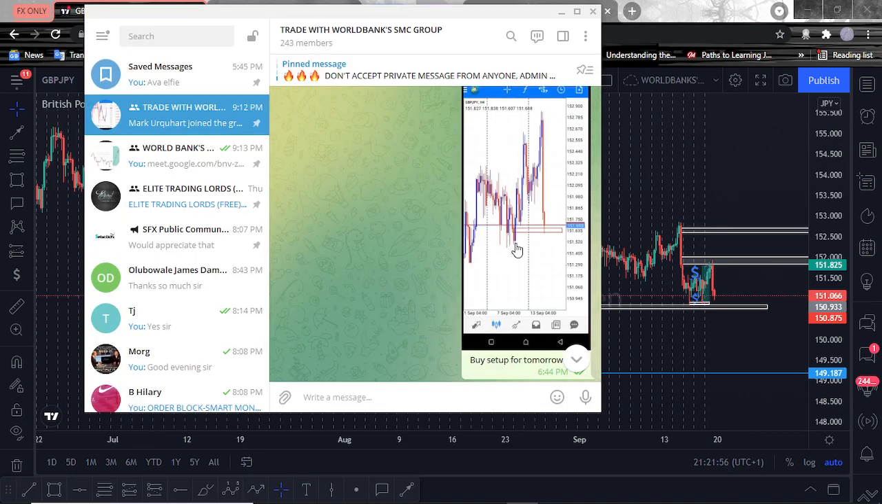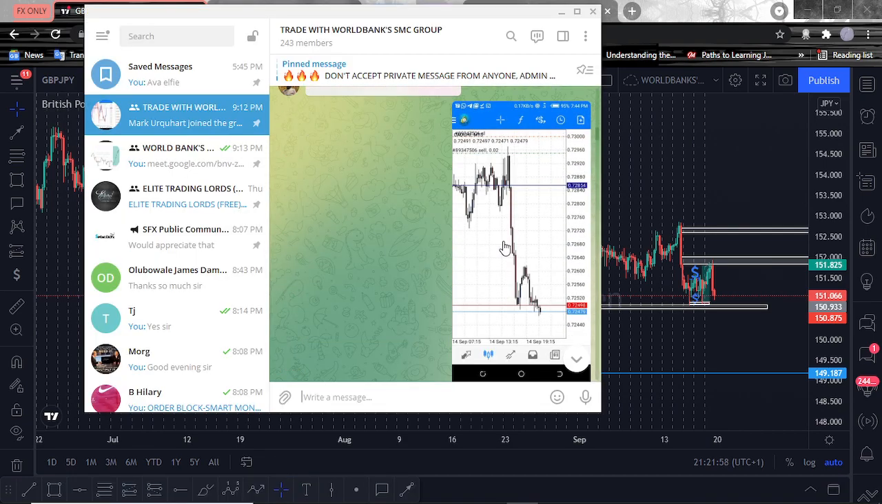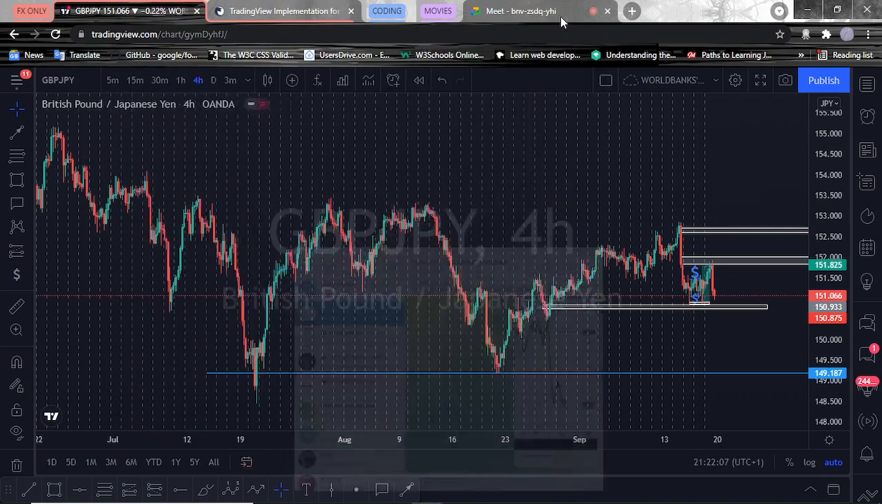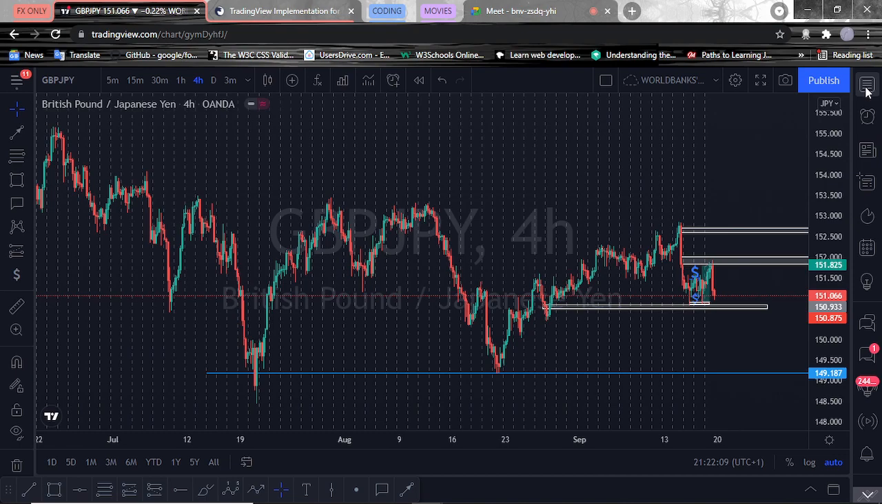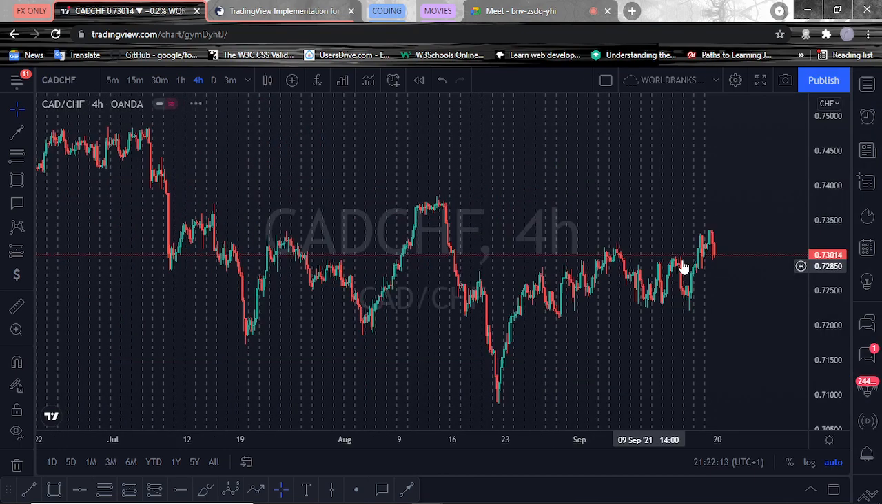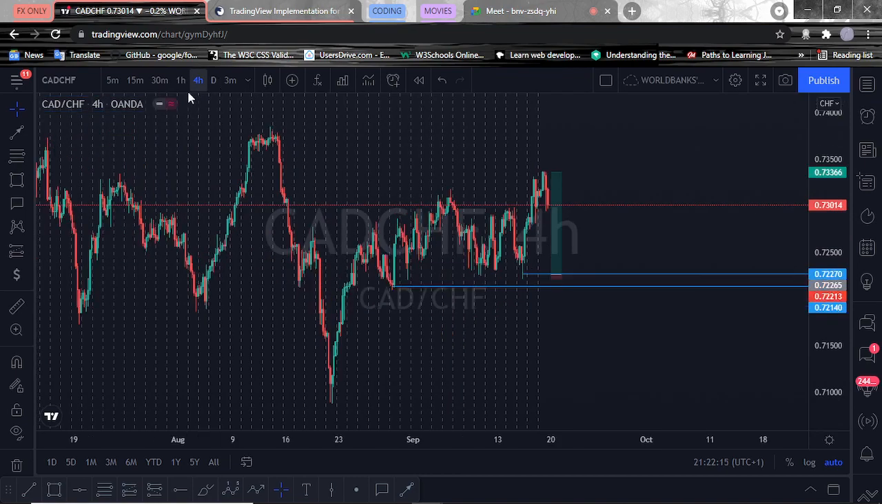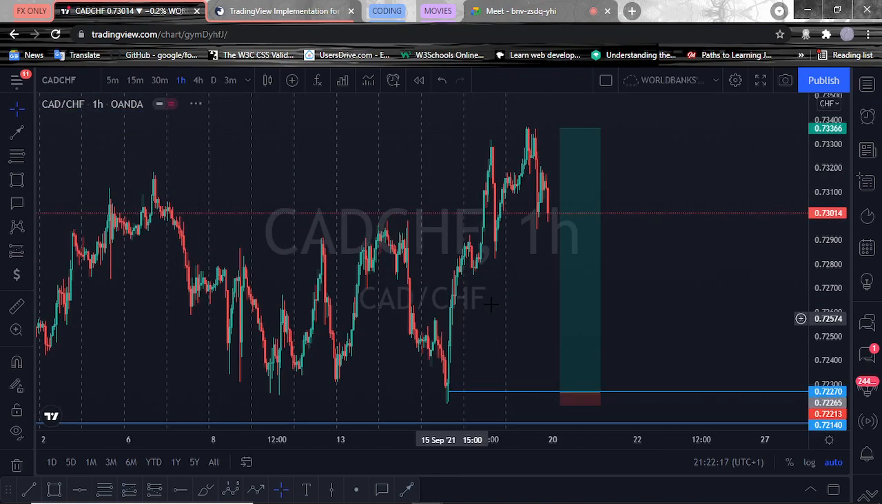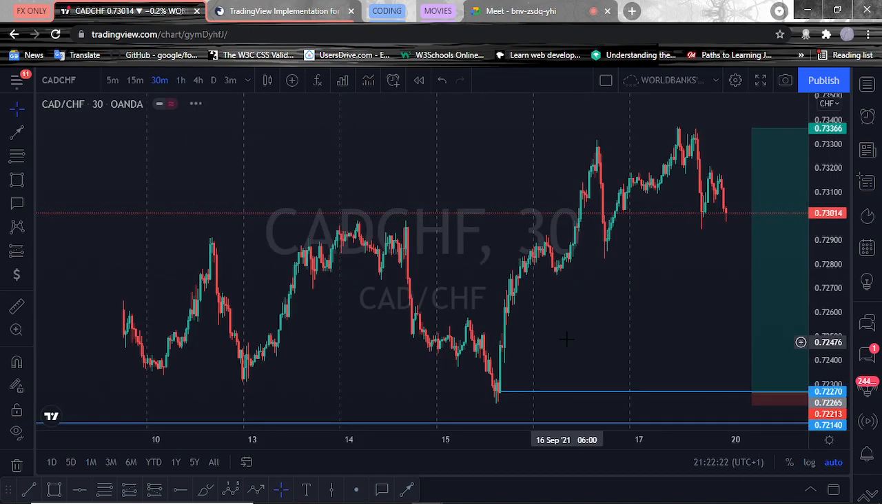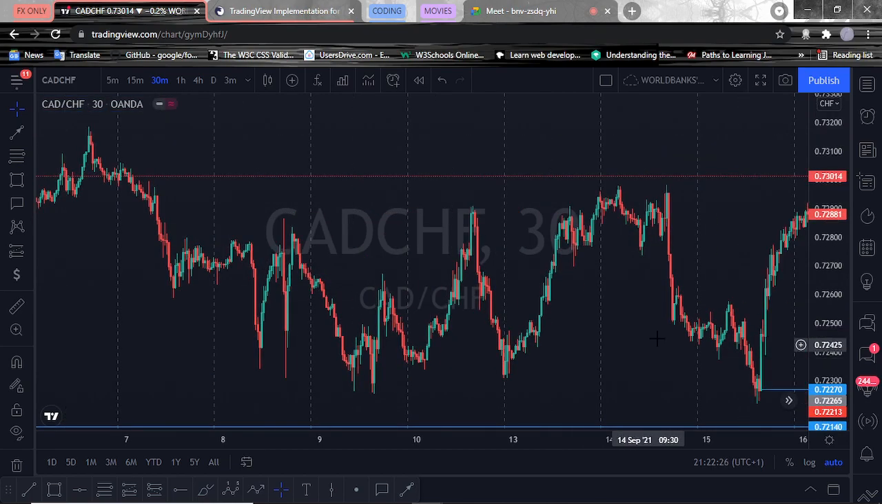You see this is CAD CHF. One of my students took this trade. It was a very nice trade. You see student trade, I posted it here. Let's go to it. CAD CHF. Where was the entry? Somewhere here. It was a Wyckoff trade.